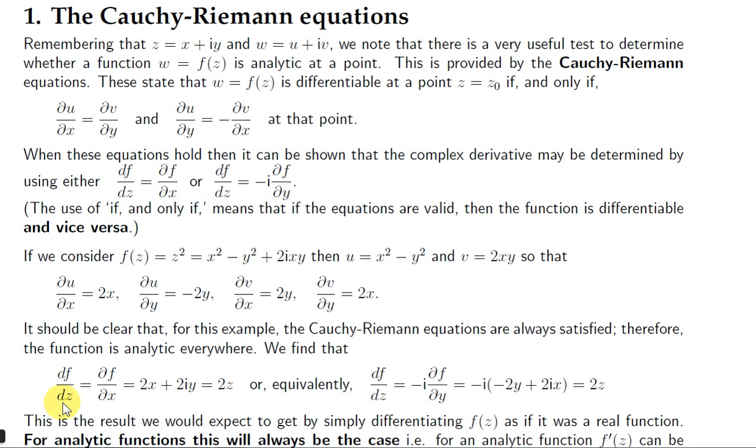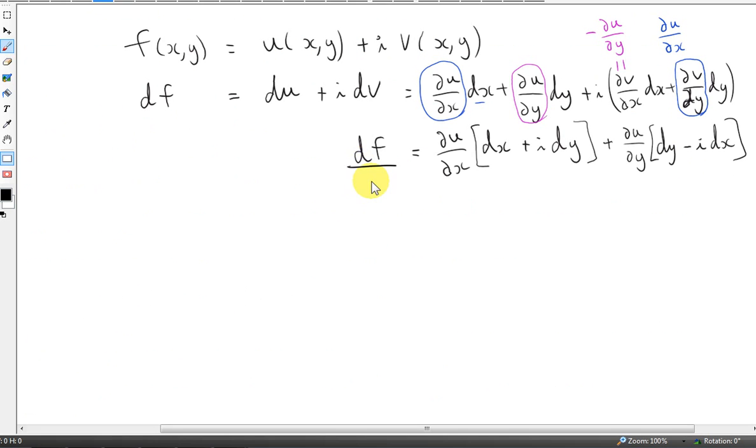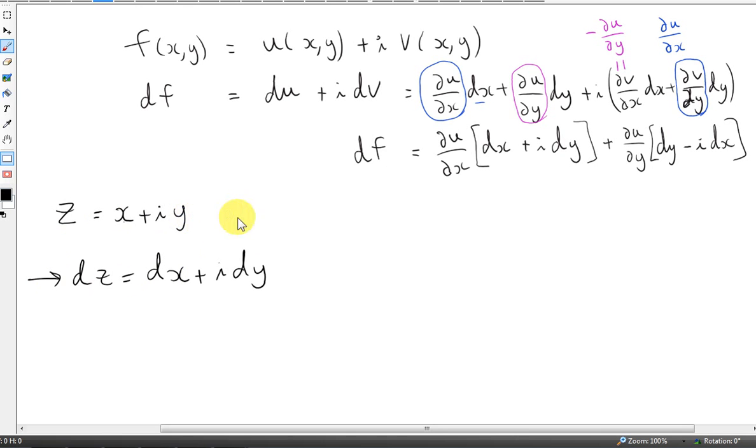Now we want to get df/dz. So we just divide everything by dz. Since z equals x plus iy, dz is equal to dx plus i times dy. X and y are the basic variables here. They're not functions of anything else. So they're both independent variables. So we're dividing by dx plus i dy.